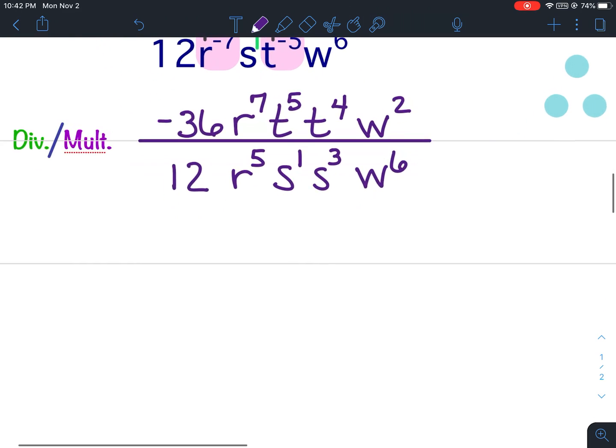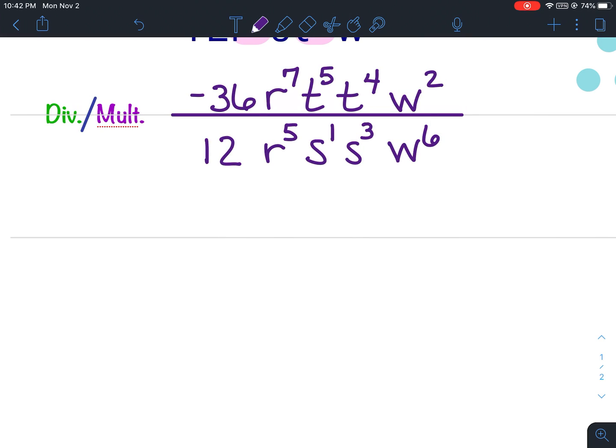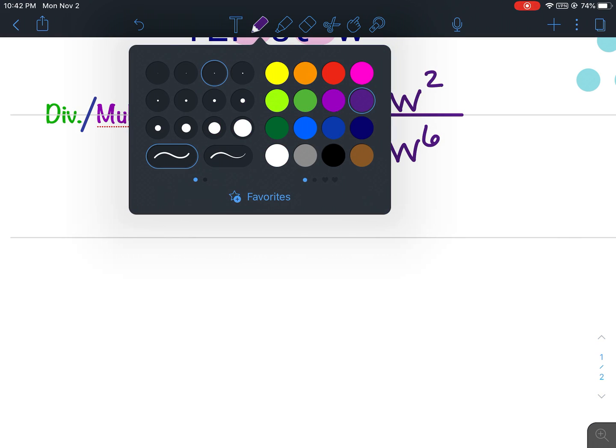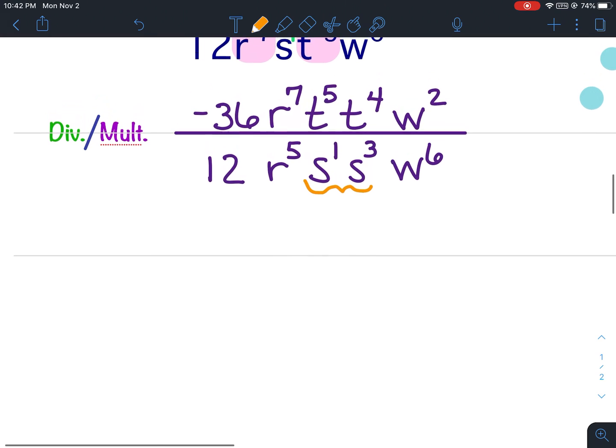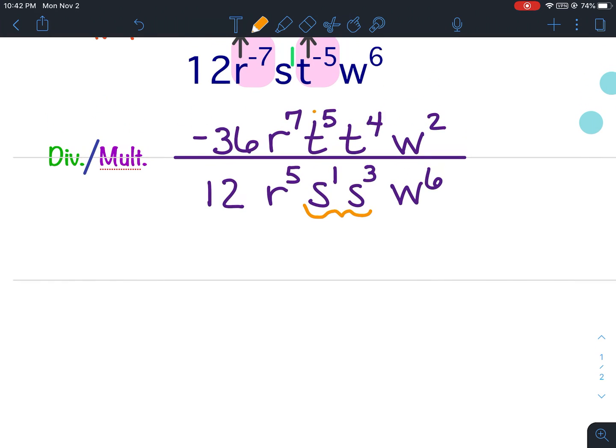So now that all my exponents are positive, I can divide. But if you notice, it doesn't just say divide, it also says to multiply. And the reason why it says that is because you've got these two s's here in the denominator, and you have these two t terms here in the numerator. Because they're side by side, either in the numerator or denominator, that's no longer division. That is multiplication. So that's why we're going to be both dividing and multiplying in this step.